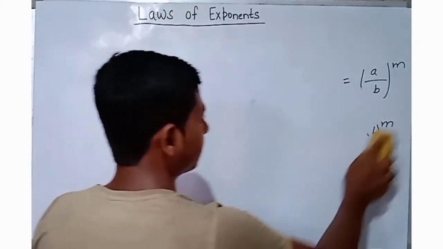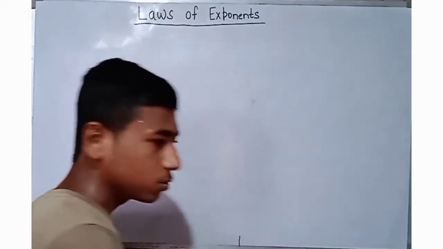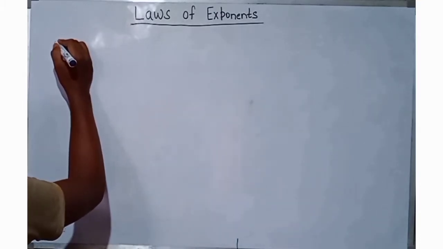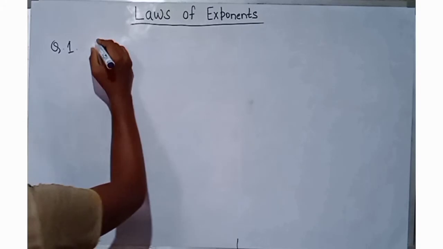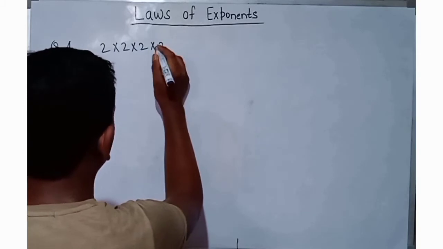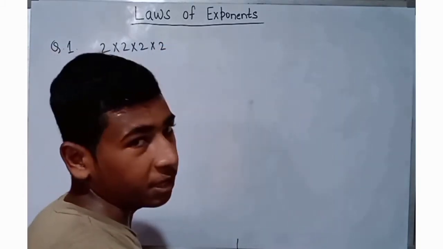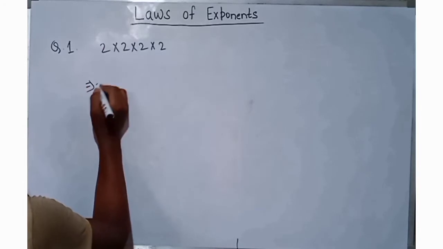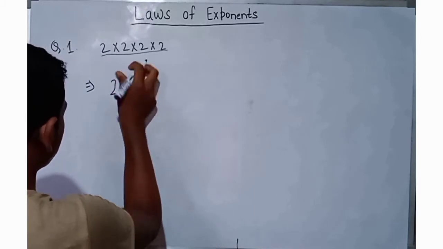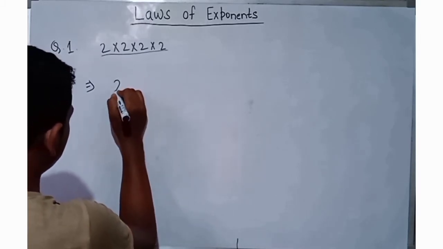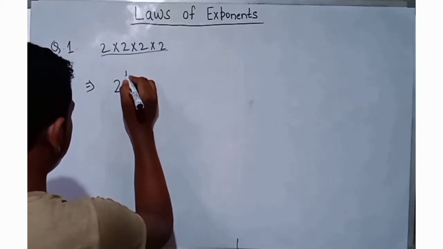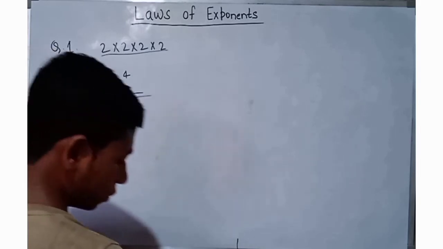Now we are going to practice some questions. So let's start. Question number 1: 2 into 2 into 2 into 2. You have to write it in exponential form. This 2 is repeating, so we will write this number 2, and how many times does it repeat? 1, 2, 3, 4, so it will be 2 to the power 4. This is your correct answer.